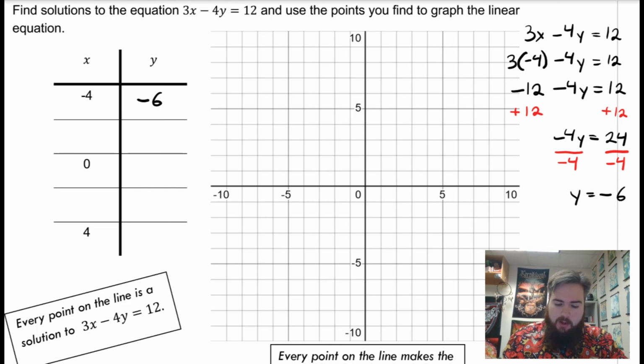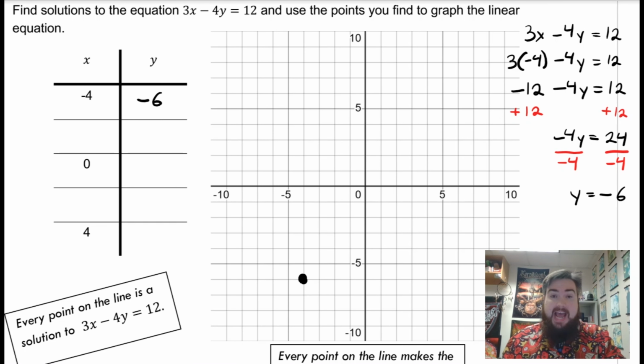To graph that, I'll go 4 back on the x-axis, like so, and then I'll go down 6 on the y-axis. So down that distance will give me a point about here. This would be -4, -6.